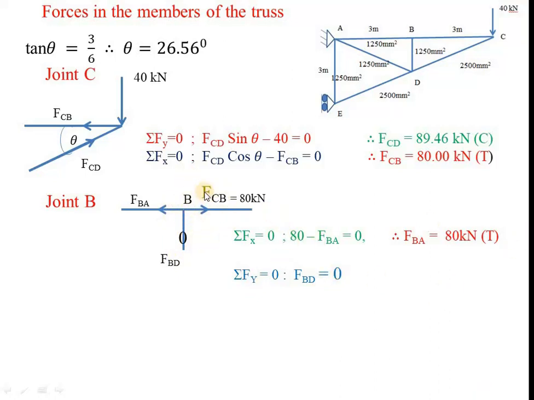So in case of a 3-force system, we can make a thumb rule. If 3 forces are meeting and 2 are in a straight line, the force in the third member will be 0. Directly you can write FBD is 0, because if you write sigma Fy, you know that this member will be 0. And the other two will be equal and opposite. If this is known, this is opposite to that and equal in magnitude. So directly you can write FBA equals 80 kilonewton.